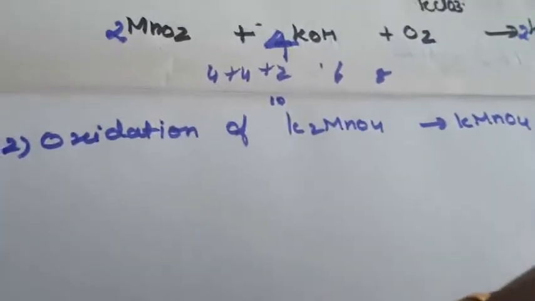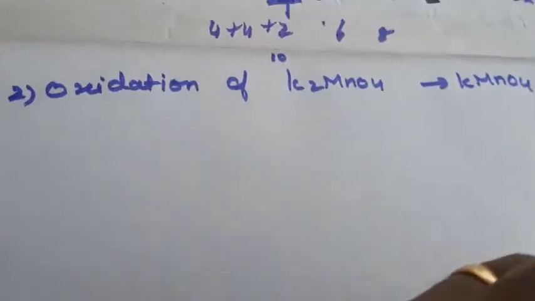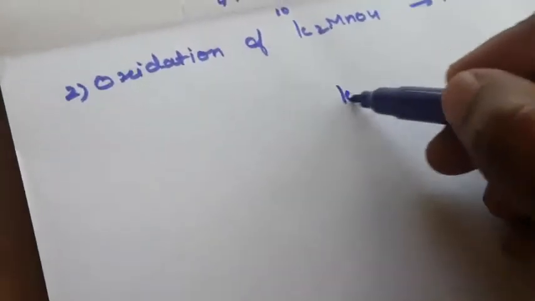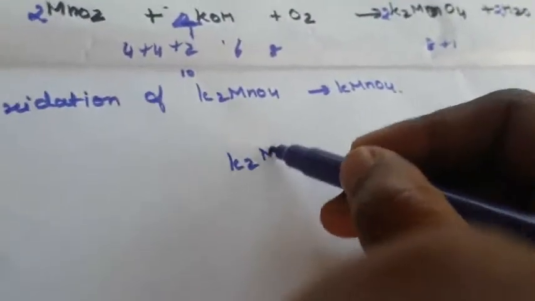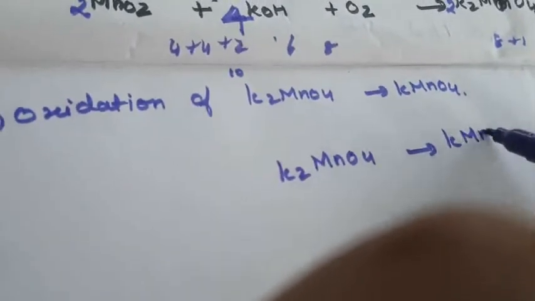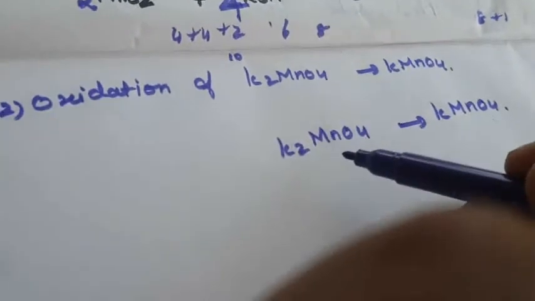KMnO4. Okay, so the next step is the oxidation of K2MnO4 to KMnO4. First, what is the oxidation? How will it oxidize? Here we have K2MnO4 and here KMnO4. So what is the oxidation state here?